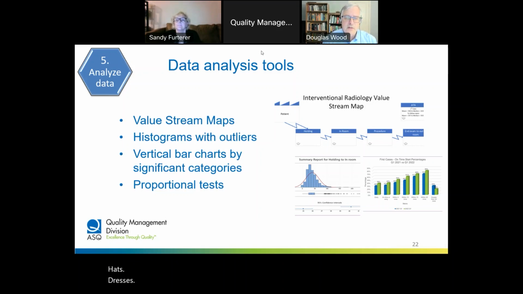Another data analysis tool is a simple bar chart. These can illustrate shifts in the data where a table might obscure what's going on.